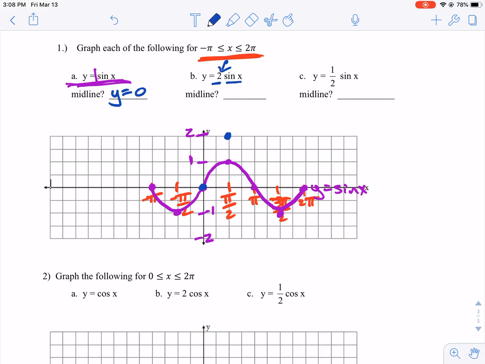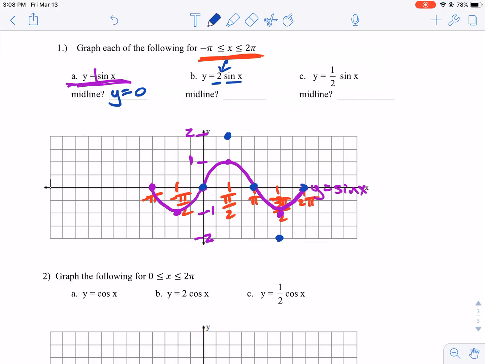Sine of pi, which is 180, is 0. 0 times 2 is still 0. Sine of 270, the 3 pi over 2, is -1. Well, -1 times 2 is -2. Sine of 360 is 0.